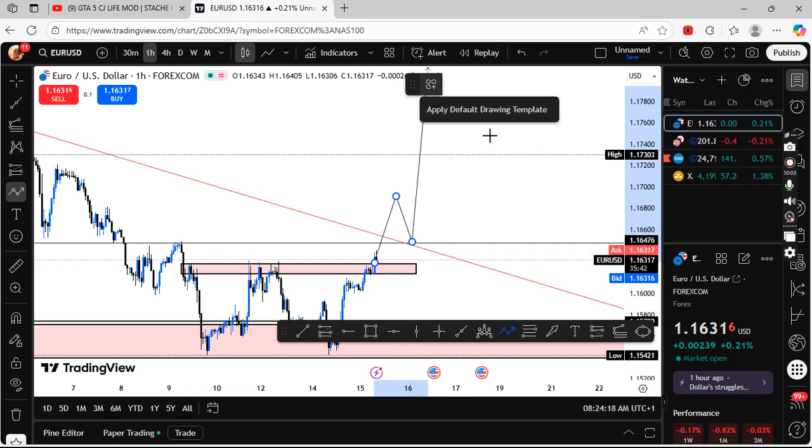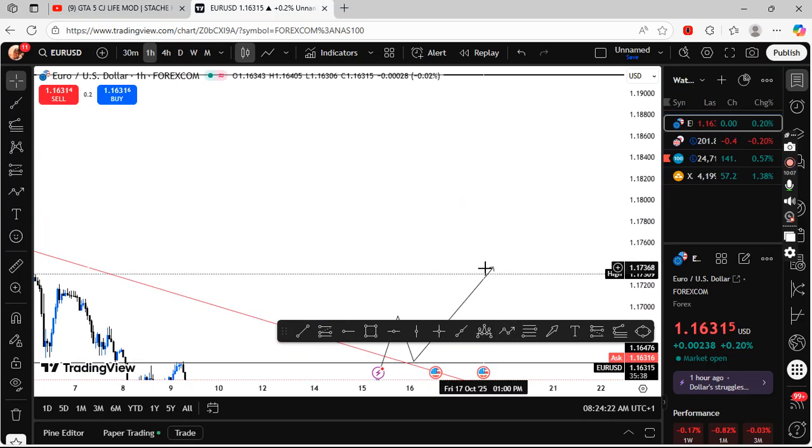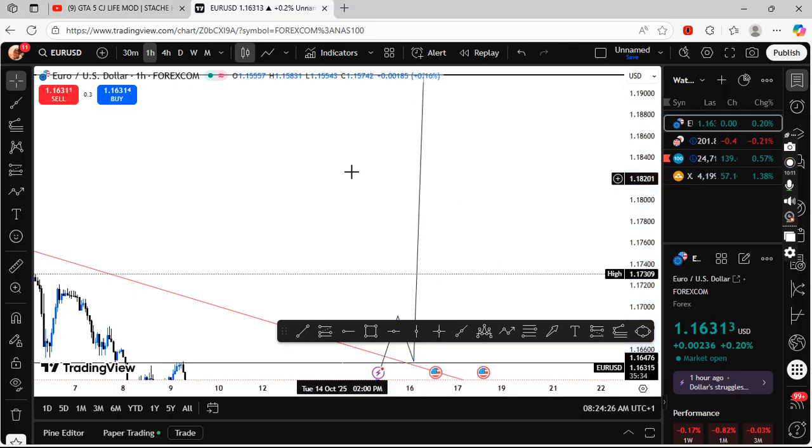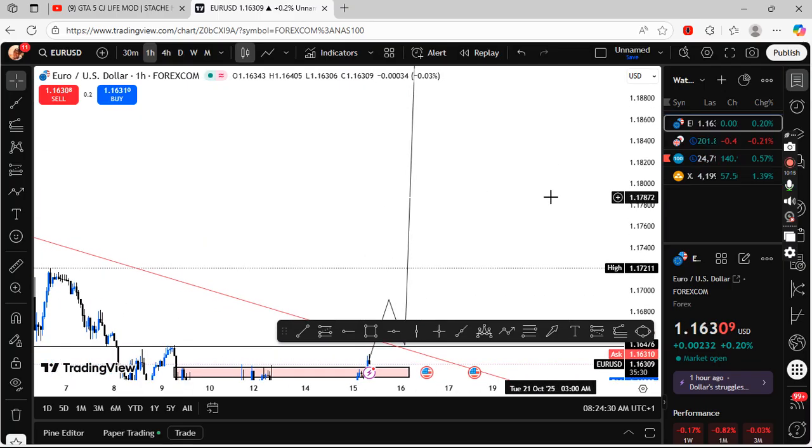Then targeting the highest high of this place. Look, you might hold the trade for so long. When you hold trades for so long, always remember to take a partial profit from everything.